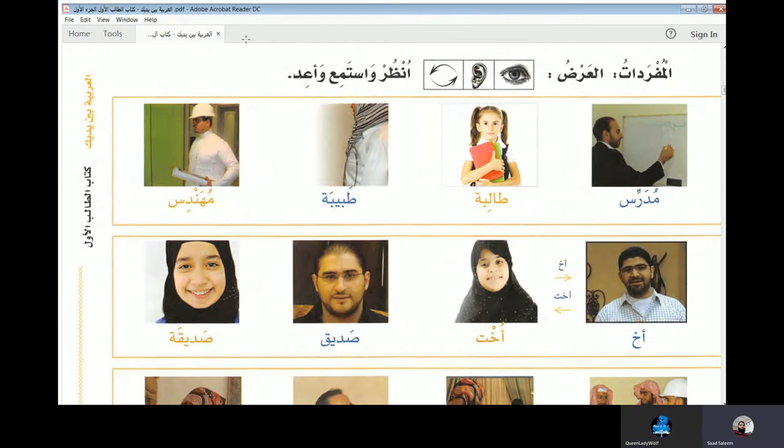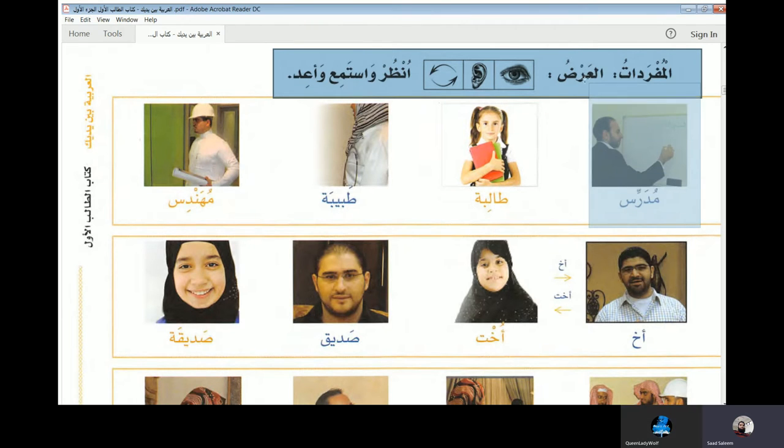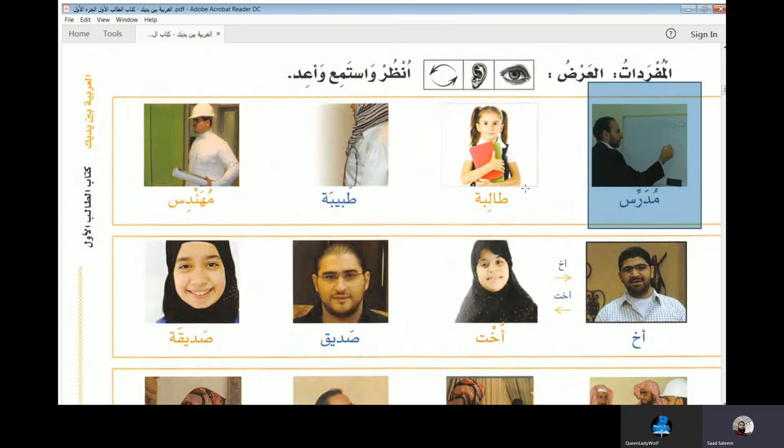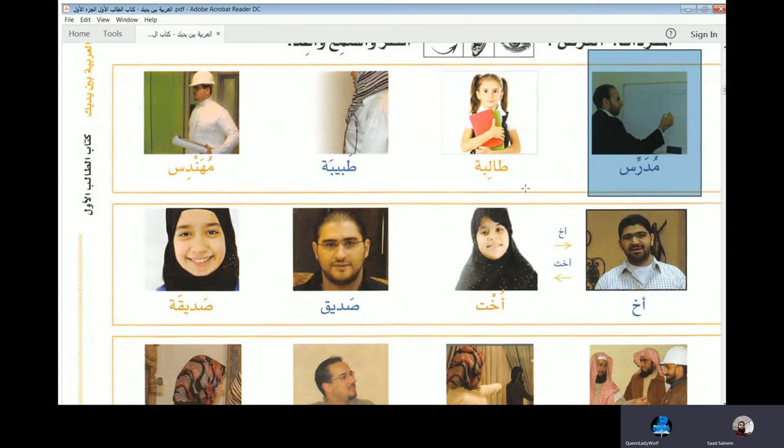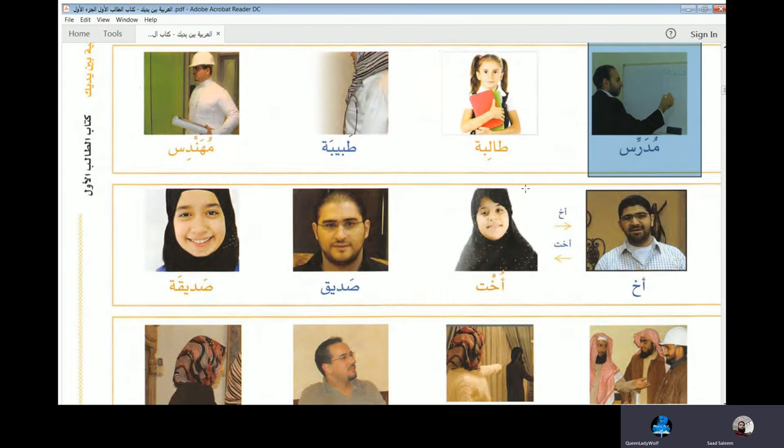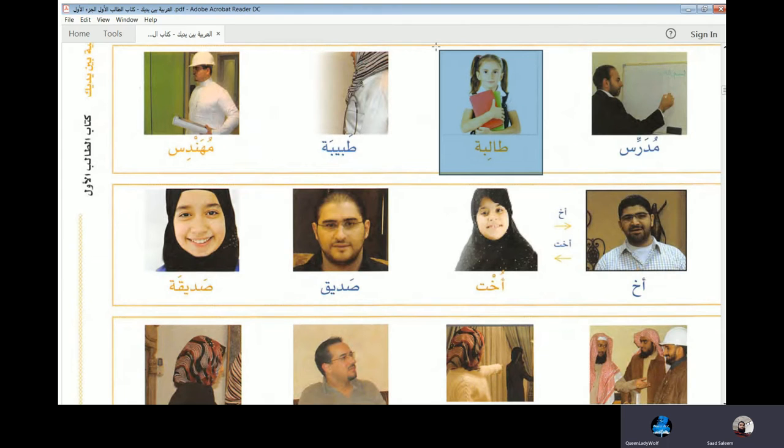Vocabulary of the presentation. See and listen and repeat. Read this word and tell me its meaning. Mudarrisun, that's teacher. And talibatun, that's student.